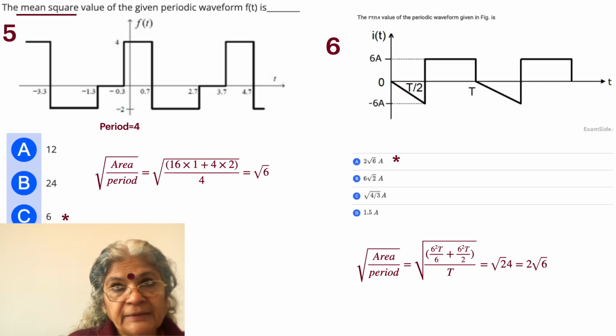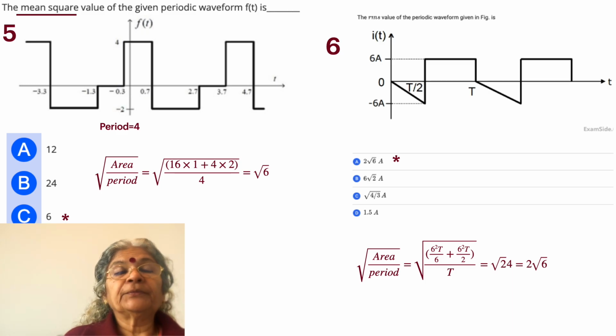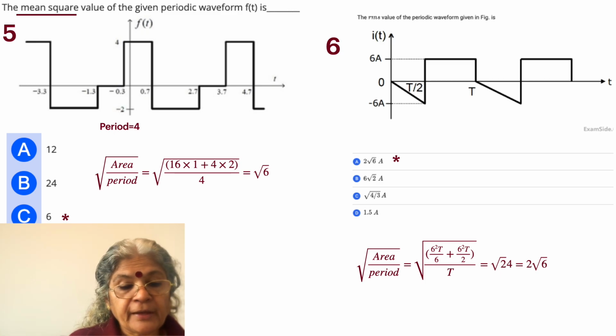We have identified the period. Next is the squared value. So 36 is going to be the amplitude for the triangular waveform. 36 is going to be the amplitude also for the rectangular waveform. What is the area here for the triangular waveform?